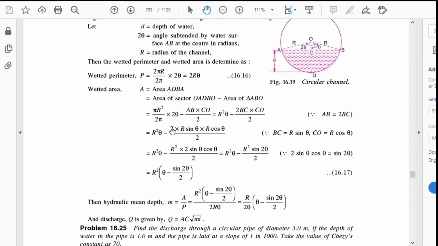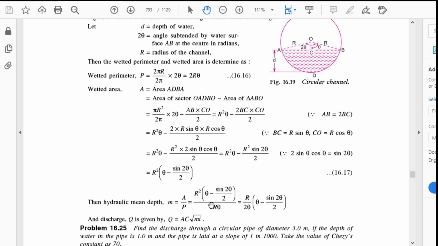You will get 2 sine theta cos theta here, and 2 sine theta cos theta will be your sine of 2 theta. So the remaining is r square into bracket theta minus sine of 2 theta divided by 2. Okay, this is your weighted area, and the weighted perimeter is r into 2 theta.